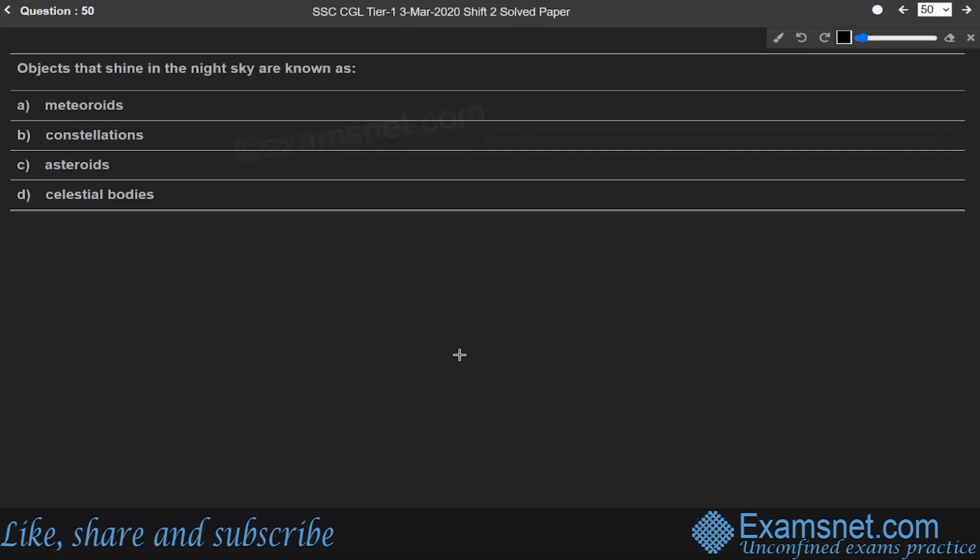Next question is: objects that shine in the night sky are known as. And the given options are meteoroids, constellations, asteroids, and celestial bodies. So what do you think must be the right option for this question? Before getting the answer, you should know about all the given terms: meteoroids, constellations, asteroids, and celestial bodies. So what is a meteoroid?